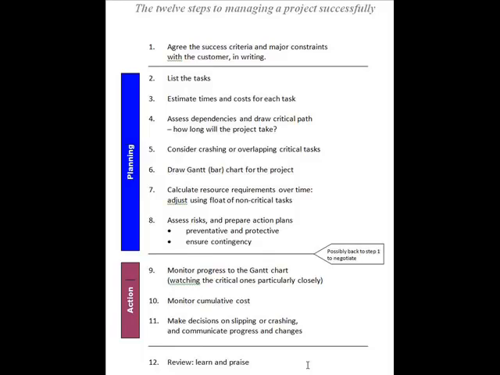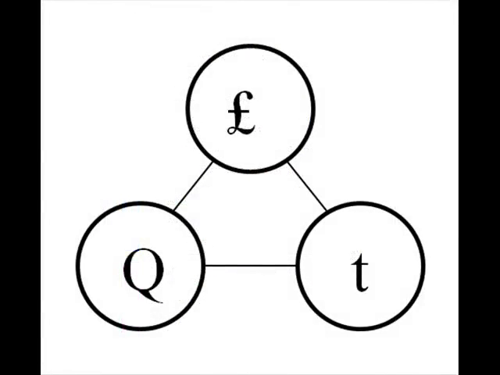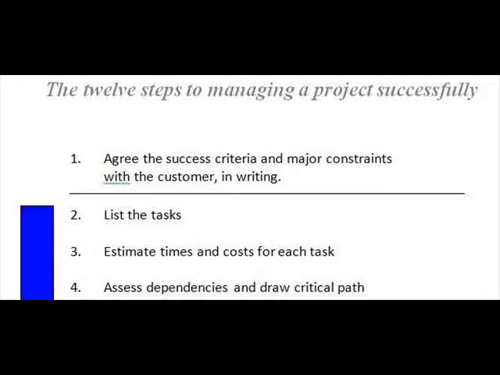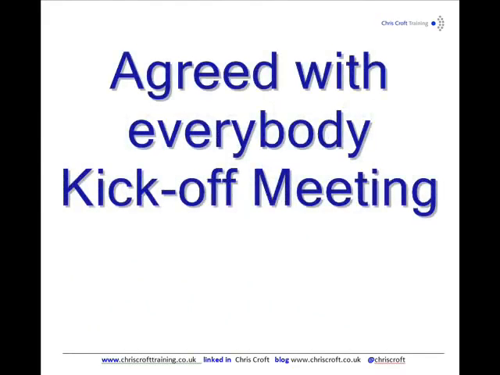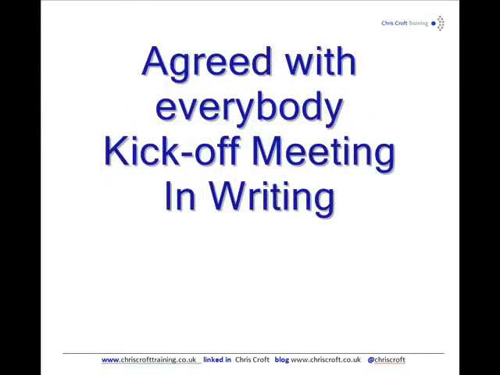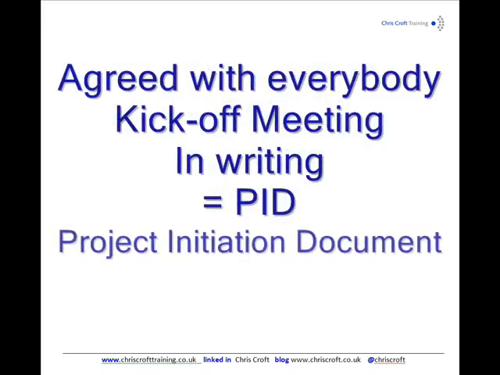It's a 12-step process that allows you to plan and deliver any project on time, to budget, and correctly to quality. So, step 1, define the project really carefully. Make sure you know exactly what you're doing before you start. Agree it with everybody, probably at a kick-off meeting, and get the agreement in writing. This document is sometimes known as a PID, a project initiation document.